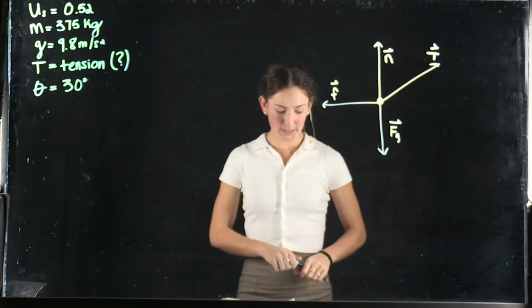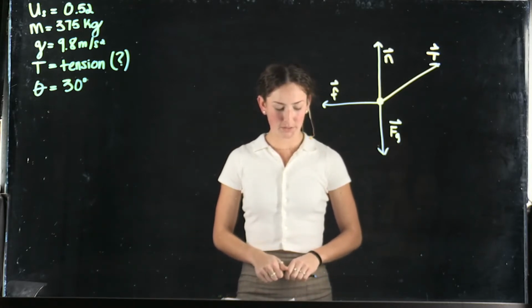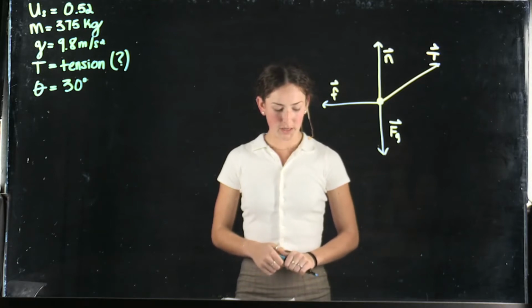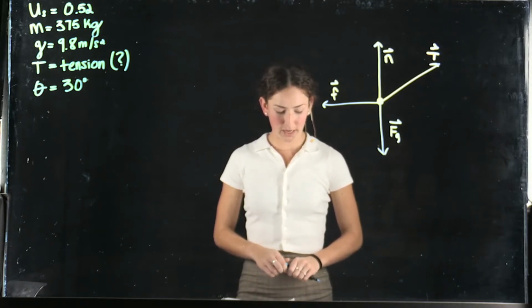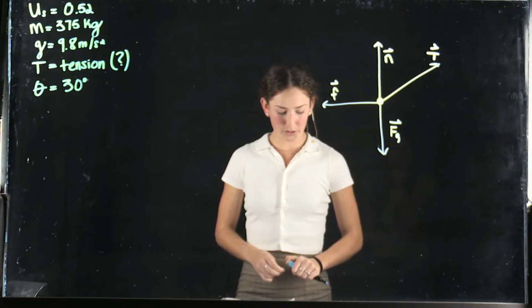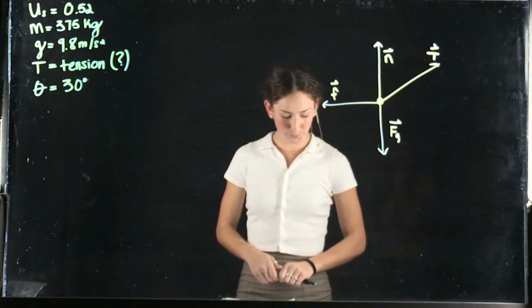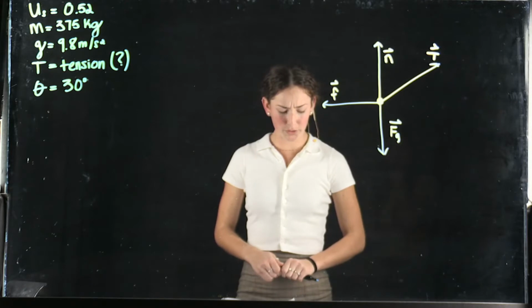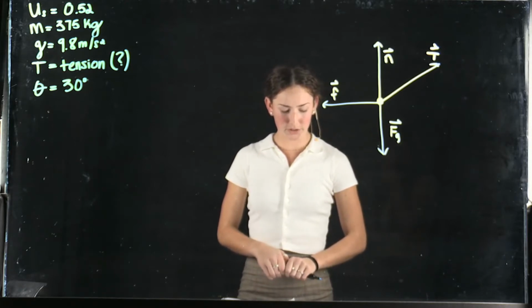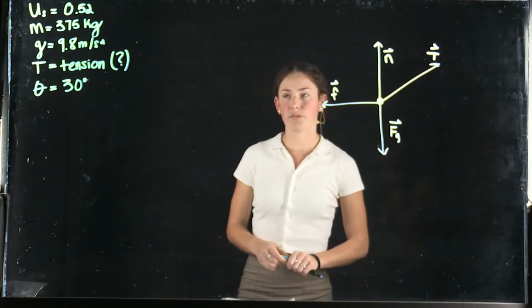So the problem reads, a filled treasure chest with a mass of 375 kilograms with a long rope tied around its center lies in the middle of a room. A pirate wishes to drag the chest, but there's friction between the chest and the floor, with coefficient of static friction equaling 0.52. The angle between the rope and the floor is 30 degrees. Make a free body diagram and find the necessary tension required to just get the chest moving.